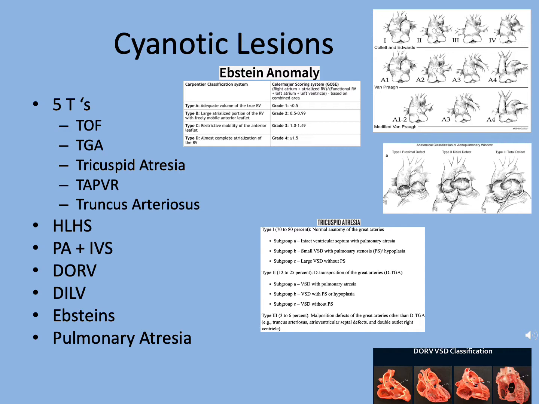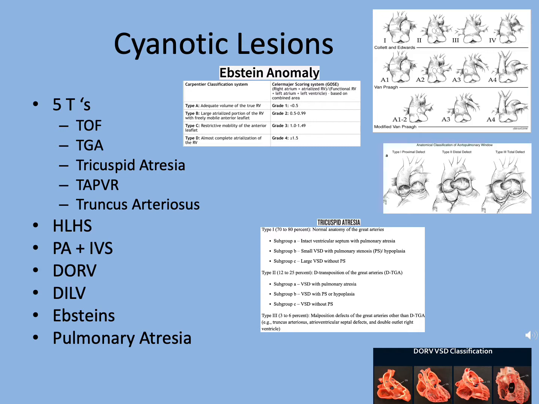Whenever you're asked to recall cyanotic lesions, the first thing to recall are the 5 T's. Tetralogy of Fallot, along with its 4 variants, that's tetralogy with pulmonary stenosis, with pulmonary atresia, with MAPCAs, which are major aortopulmonary collaterals, and TOF with absent pulmonary valve. You should know how to manage all the variants.